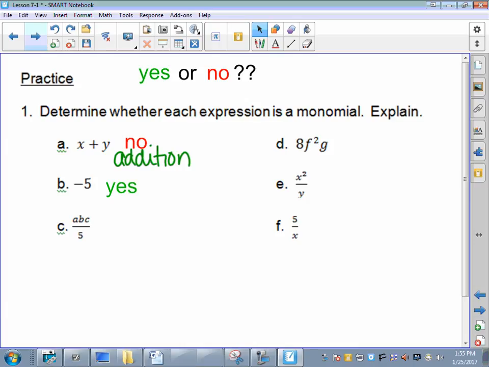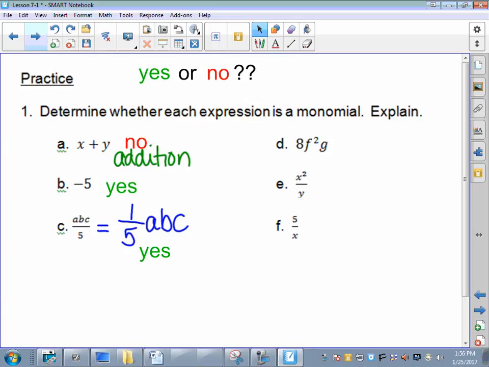Letter C is kind of a tricky one. We've got abc over 5, and I know there's a fraction in there. But remember when we were graphing equations or graphing lines, instead of keeping the variables in the fraction, we would take the fraction and put the variables next to it. Well, if I have 1/5 times a times b times c, that's a monomial. It's a product of numbers and variables. So the only thing we're allowed to do to get a yes for a monomial is to multiply. No adding, no subtracting, and no dividing.